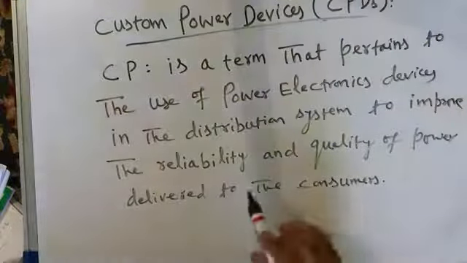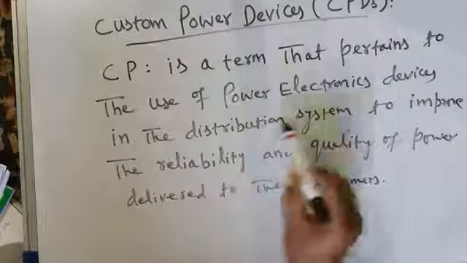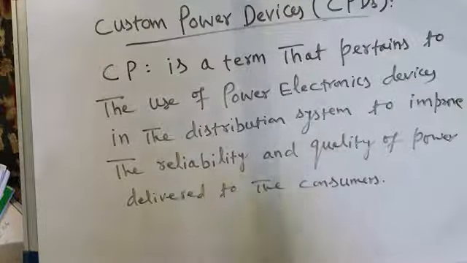Now, how do these power electronic devices improve the reliability and quality of supply? During short interruptions, some of these power electronic devices ensure that the power supply to the load is not disrupted. They take care of various power quality problems like voltage sags, voltage swells, voltage harmonics, voltage flicker, current harmonics, then three-phase unbalance, phase unbalance, magnitude unbalance, and reactive power.